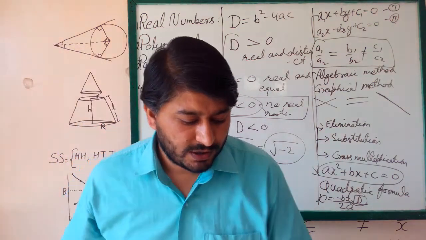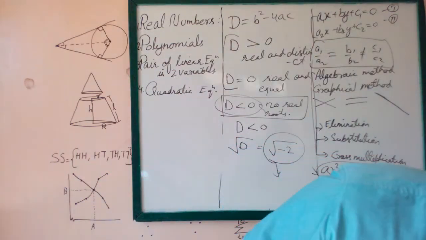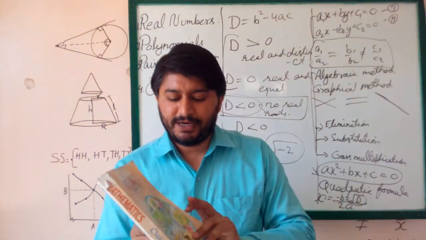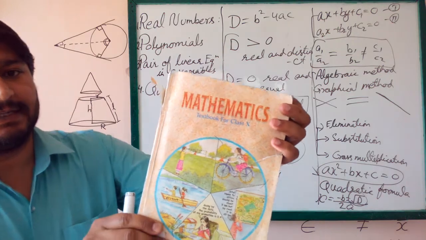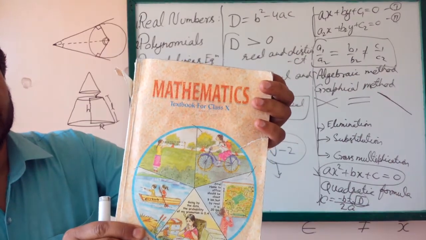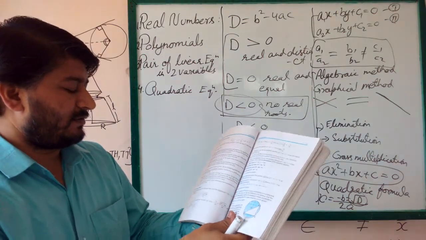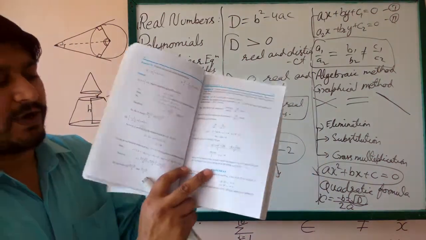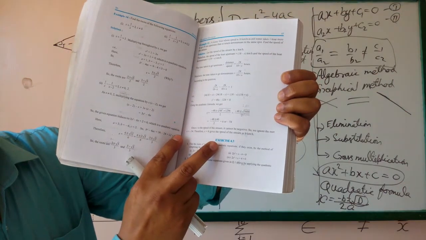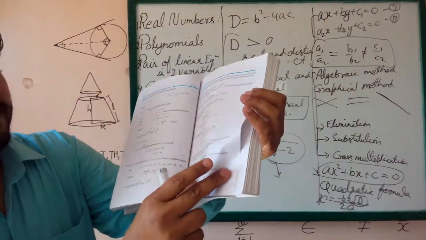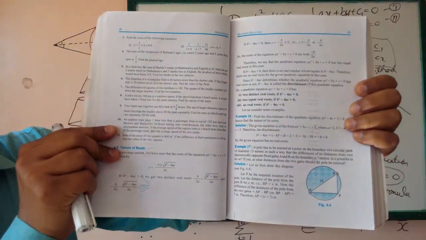And let me tell you, students, for these statement sums in class 10th, what you will do in your NCERT book. This is your NCERT book of class 10, and this is your chapter 4. This is the 4.3 exercise. In that 4.3 exercise, there was a question number 10.